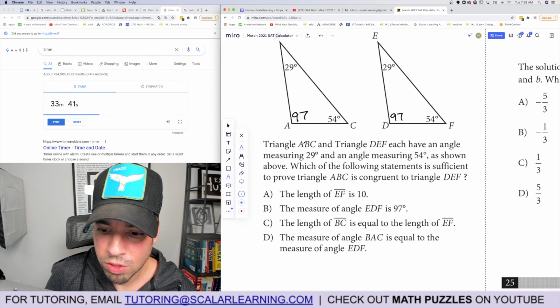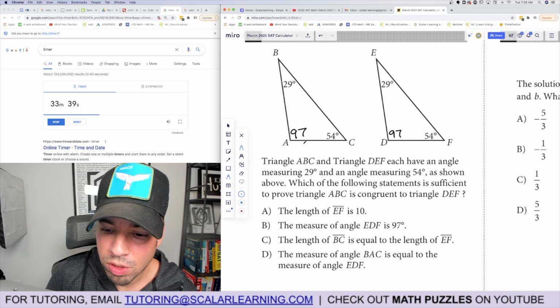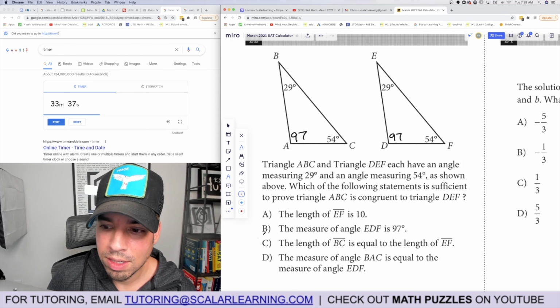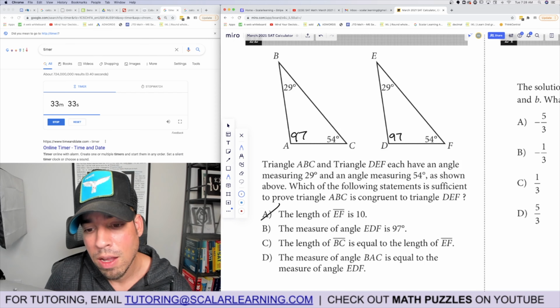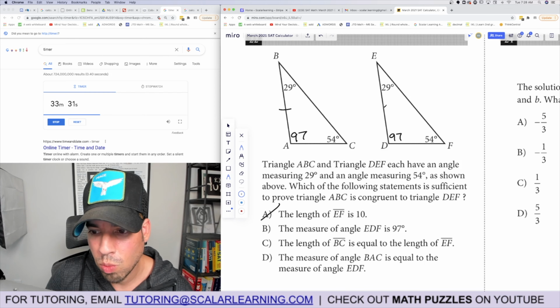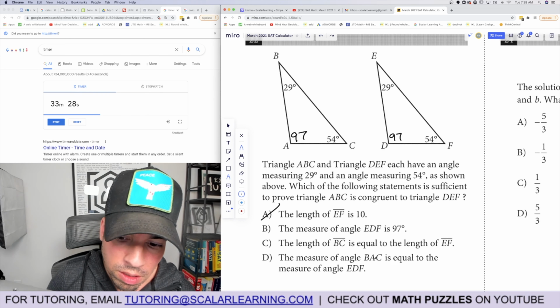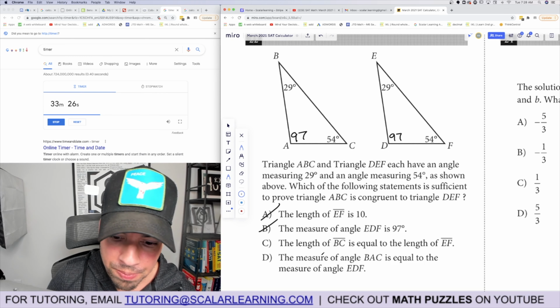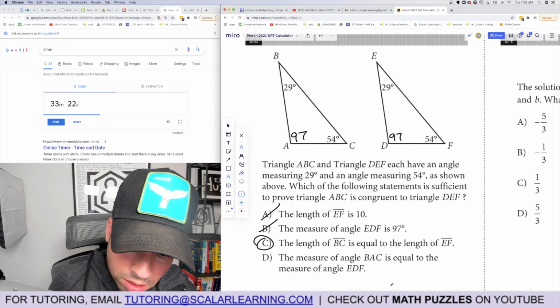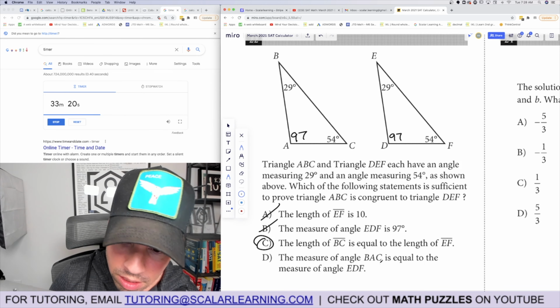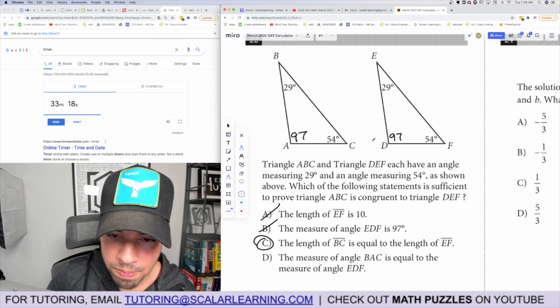Which of the following statements is sufficient to prove triangle? Oh, and we need to prove they're congruent. The length of EF is 10. Not sufficient, because I need some relationship between these. We need just one side. I know all the angles are equal. As long as I know one pair of sides is congruent, we're good. The measure of, nope, we already knew that. The length of BC is equal to EF. Boom, done. The measure of BAC is 8. Now, we already knew that.